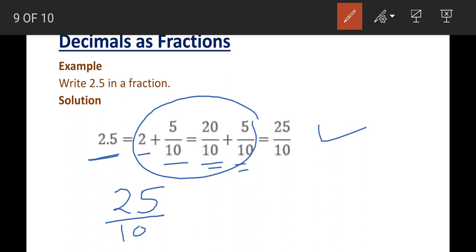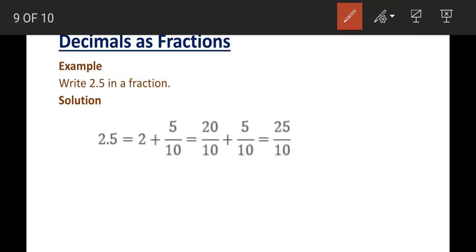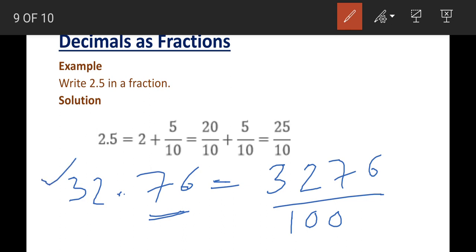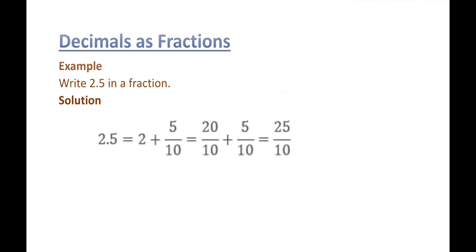Suppose you are given any other number, like 32.76. How to write this in fraction form? Just write whatever the digits are, 3276, divided by 1. How many digits are there after the decimal point? Here it is 2 digits, so you have to write 2 zeros after 1. So the fractional form of this one is 3276 divided by 100. Okay, that's all. Thank you.